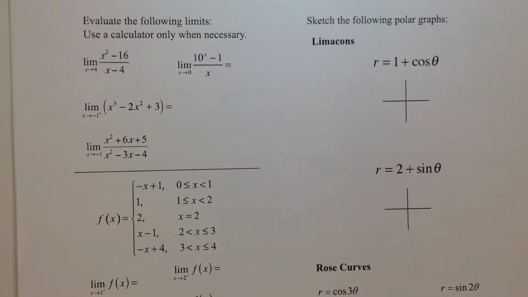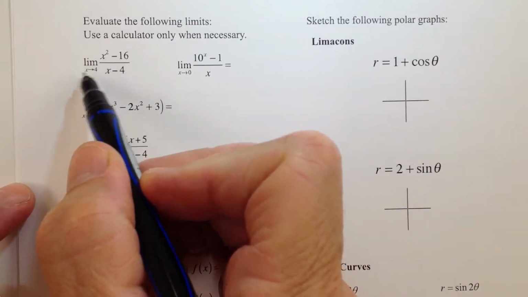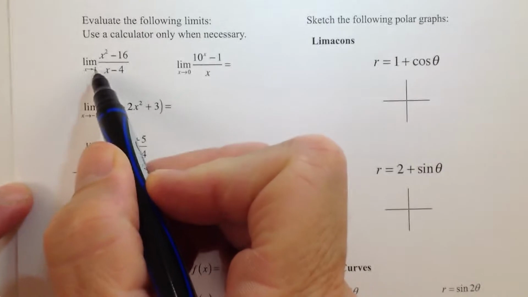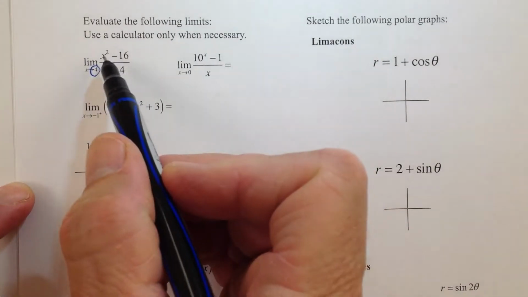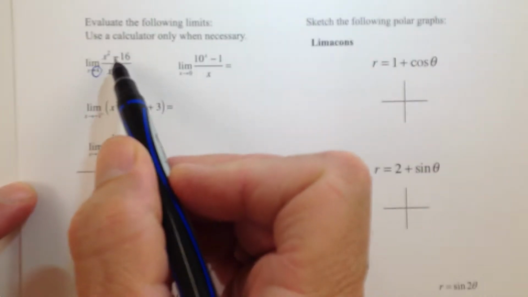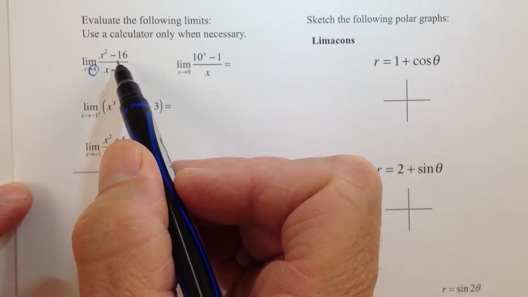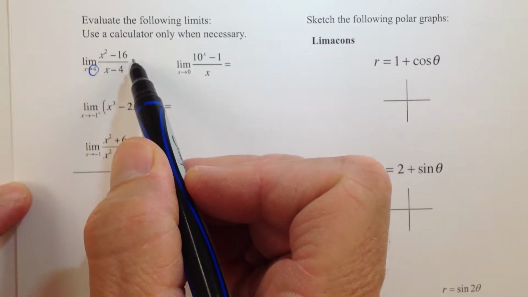Alright, here we go. Page 2, finding limits. Always when you're taking the limit of a function and x is approaching a real number, then we want to just replace x with that real number. We're dealing with a rational function here. As long as we get a real number, then we're good.